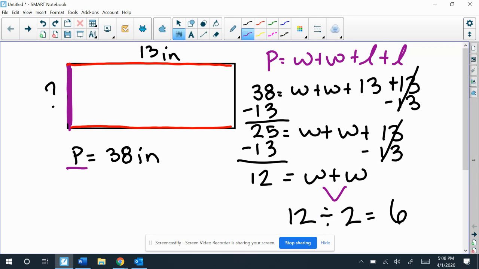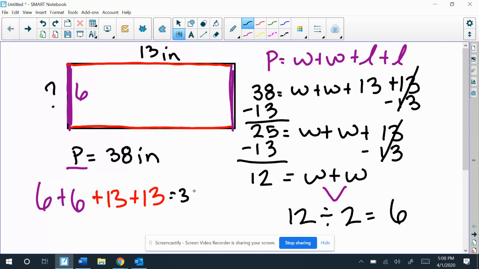I'm now going to double check. I have a 6 here. Well, I should also have a 6 over here, so I'm going to add my 6 twice. Now I'm going to add 13 twice. 6 plus 6 is 12. Add 13 gives me 25. And add 13 more, this gives me 38. So this equals 38, and it works. My missing side is 6 inches.